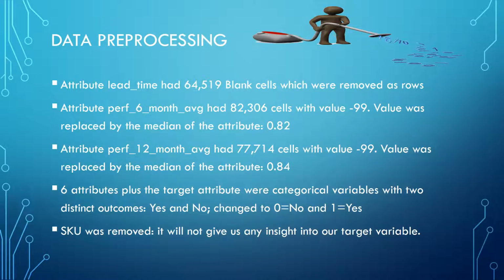For data processing, we cleaned the data from 9 attributes and removed 1. Blank cells were removed as rows on the attribute lead time, and 2 attributes have cells with value -99. They were replaced by the median, which were the attribute performance for 6 months and the attribute performance for 12 months. And 6 attributes were categorical with a yes and no, and we changed them to dummy variables. The stock number for the product was removed, since it will not give us any insight into our target variable.